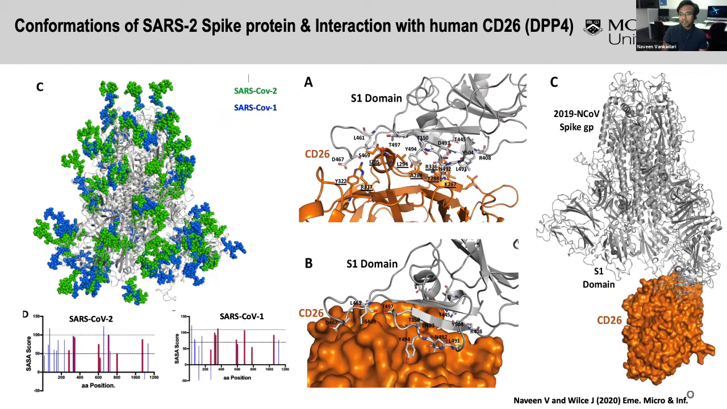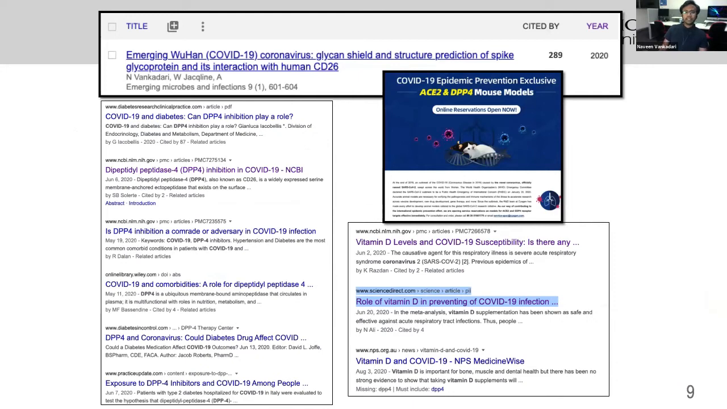Then we solved the structure of SARS-2 in complex with CD26, showing a reasonably good affinity, with interactions mostly through arginine and lysine residues as well as other key regions that play an important role. Of course, its affinity is way lower compared to ACE2, but it does bind CD26, which is also called DPP4 or dipeptidyl peptidase. Within around 7-8 months we received nearly 300 citations on the finding of SARS-2 interacting with DPP4, and companies have made ACE2 and DPP4 mouse models for functional and in vivo studies as well.